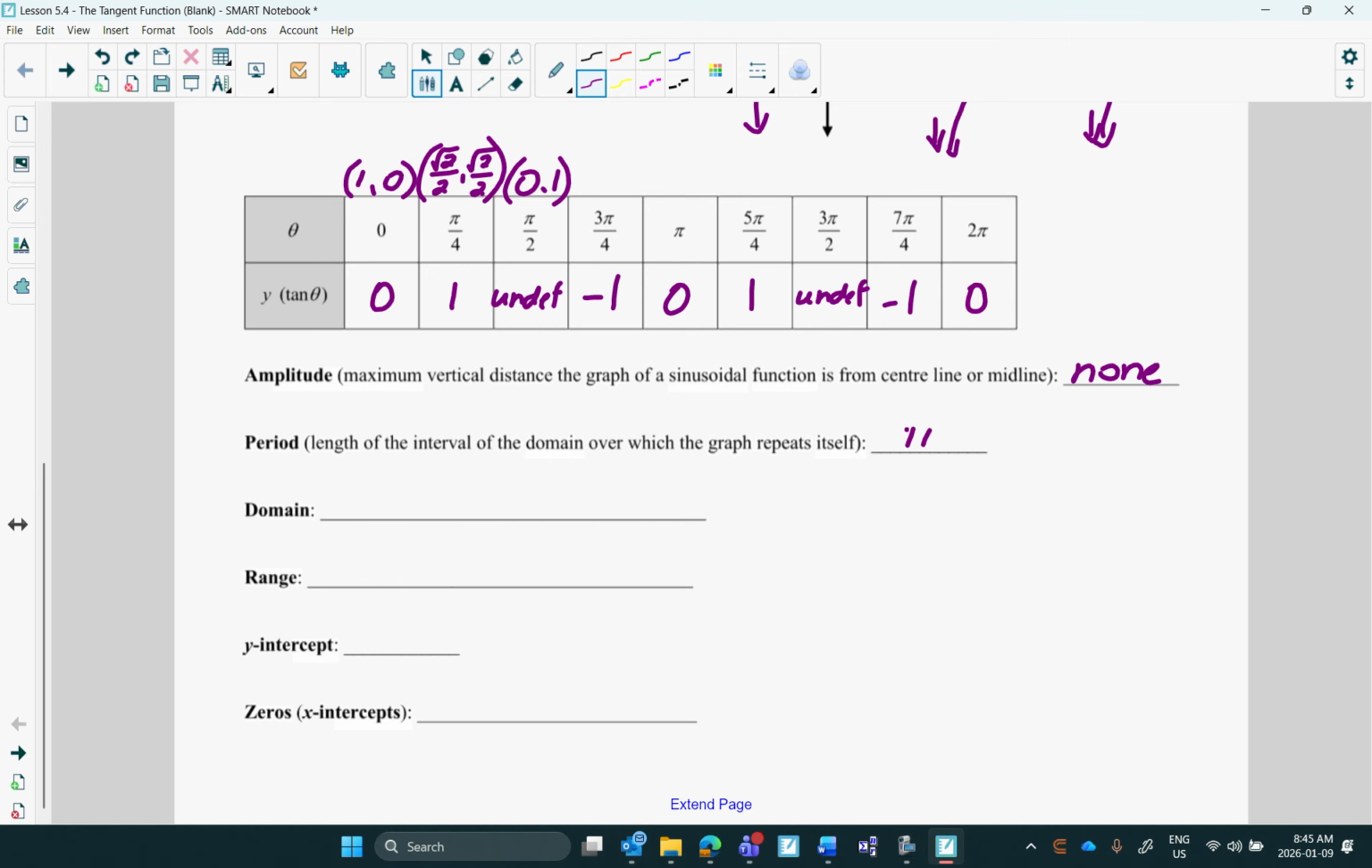I'm going to skip the domain for a second because you got to be careful with that one. The range is pretty easy. Negative infinity to positive infinity. Sideways. The y-intercept is pretty straightforward too. 0.